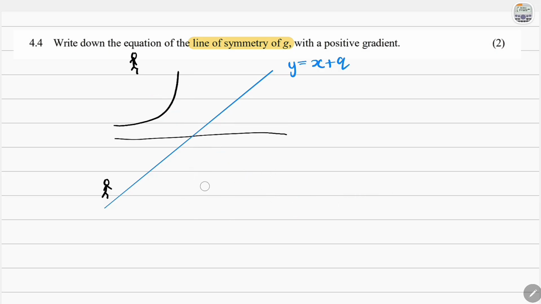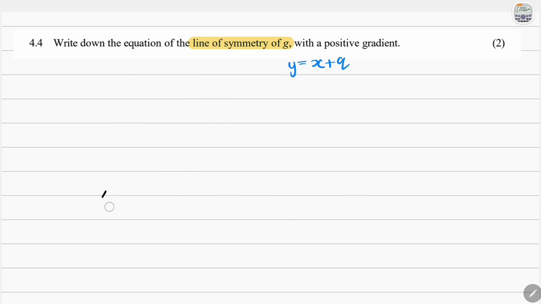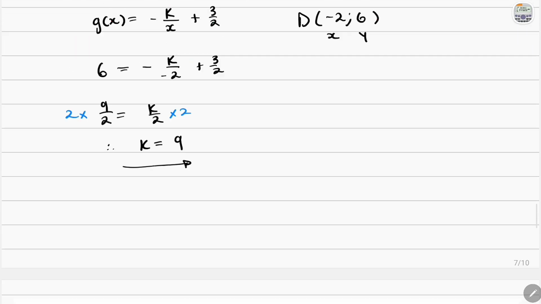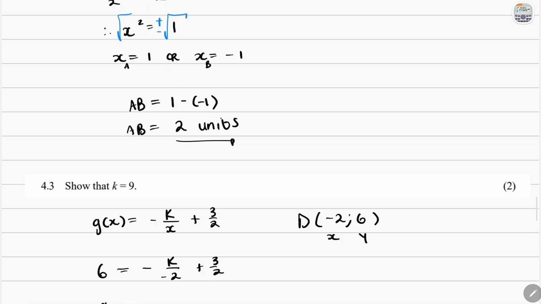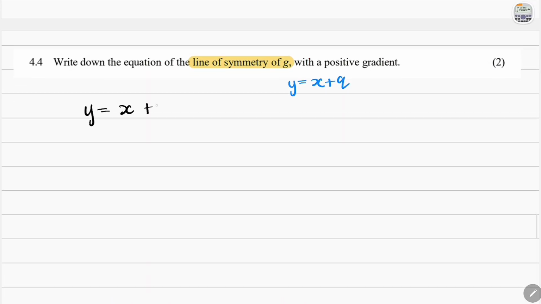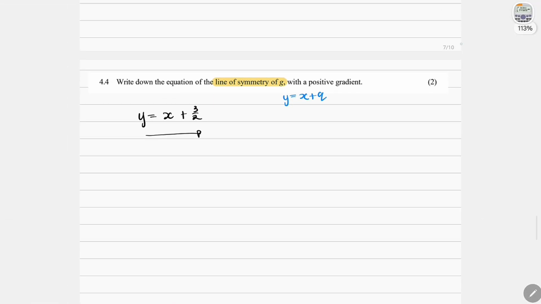So we can see what we're looking for, and all we need is the value of q. So take that, get your value of q. y equals x, and then what was q? Again, we saw it was this last part, which was plus 1 and 1 over 2, which is 3 over 2. So y equals x plus 3 over 2, and that is our answer. Moving on to the next question.